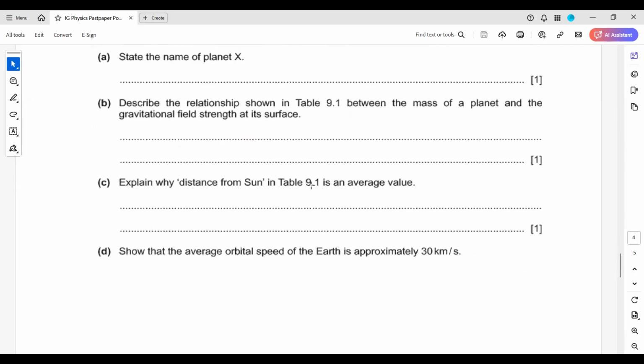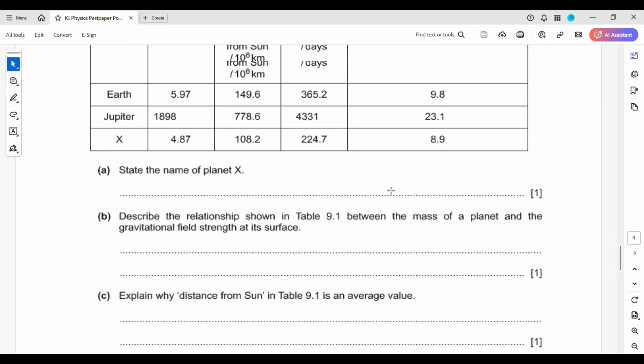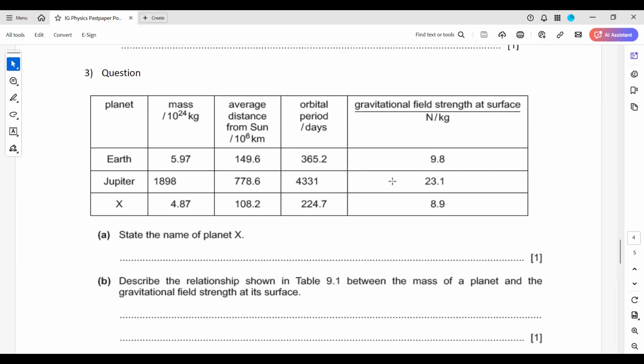Explain why the distance from the sun in the table is an average value. Why did they not say the actual distance? Because it is an elliptical orbit, the distance varies. Yeah.